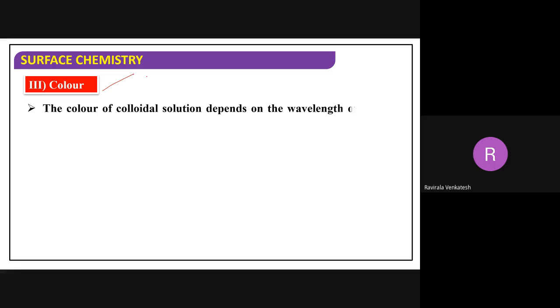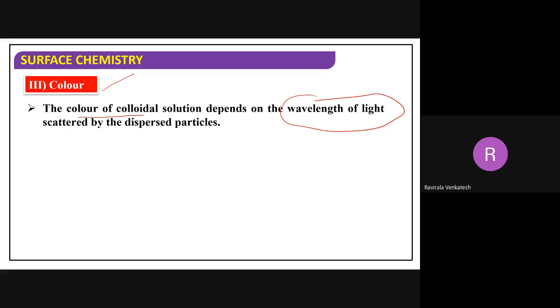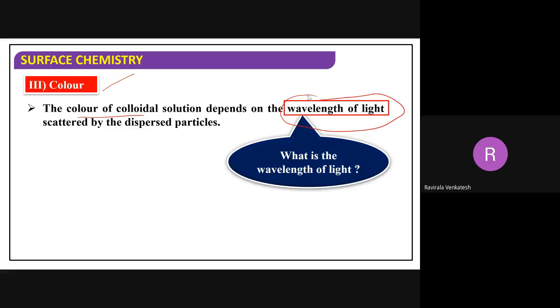Next, some more properties. Let me take the color properties. Now, the color of the colloidal solution depends upon the wavelength of light which is scattered by the dispersed particles. So whatever color you are going to get for the colloidal solution depends on the wavelength of the light which you are passing into the colloidal solution. Now what is the wavelength of light?